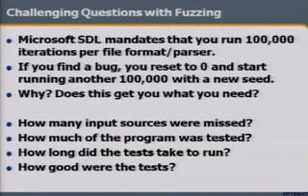So the Microsoft SDL has a pretty concrete policy about this. It says you need to run it 100,000 times per file format per parser. When you find a bug, you have to start at 0, start with a new seed, and run up to another 100,000. Why is that? I'm sure they have empirical evidence that says they find a lot of bugs that way, which is great, but what does that really mean in terms of the quality of your testing? So these are some of the points we're going to try to talk about today.